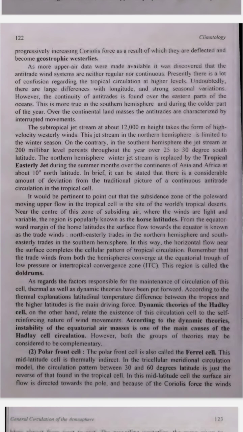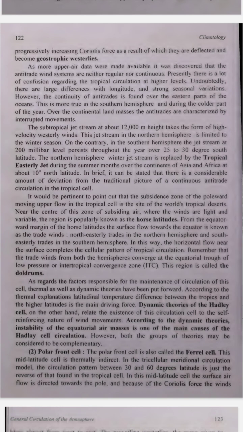2. Subtropical jet stream. What is it? The subtropical jet stream is a high-speed band of westerly winds moving from west to east, found at about 12,000 meters above the Earth's surface. Seasonal variations. Northern hemisphere. This jet stream is mainly present during the winter months. It is stronger and more prominent then. Southern hemisphere. In the southern hemisphere, the subtropical jet stream persists throughout the year, especially around 25 to 30 degrees south latitude.